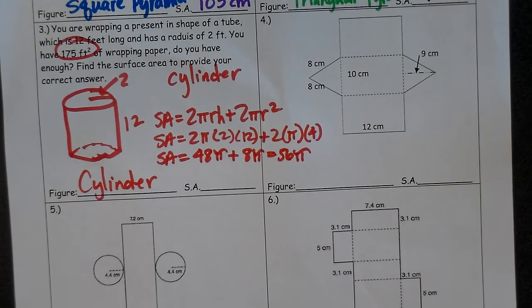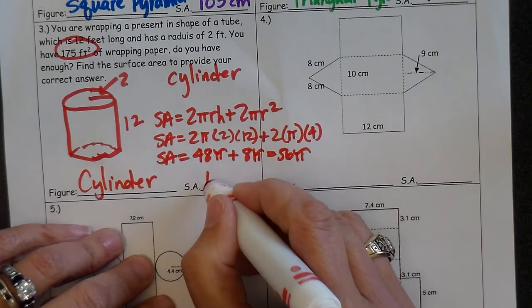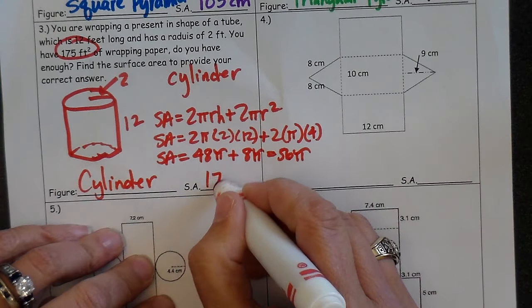56 pi. So the surface area of my cylinder is 175.93 square feet. Does 175 square feet give you enough wrapping paper? No. It's not enough. You need 175.93. That's almost a full extra square foot. You don't have enough. So that's the answer.